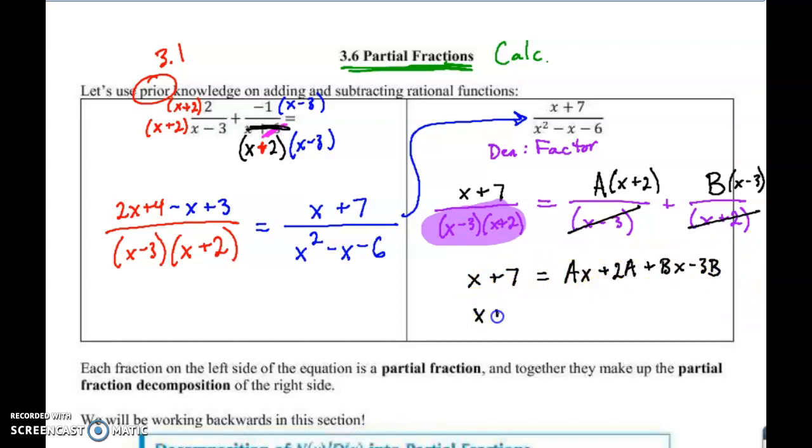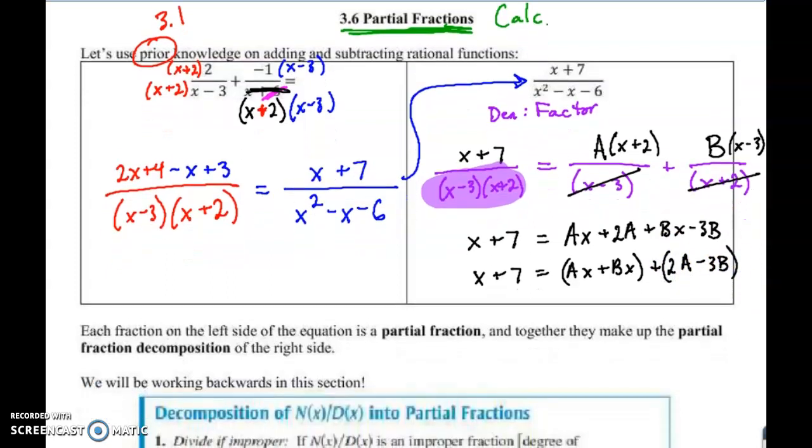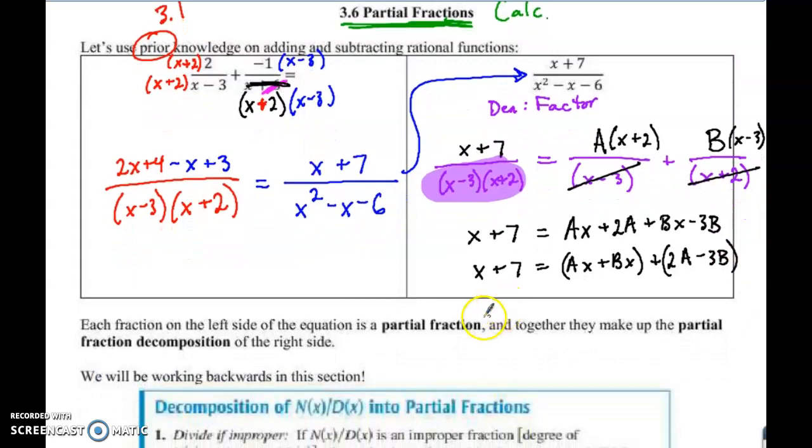So let me just rewrite it for a second. I'm going to do two things. I'm going to get my Ax and my Bx together, and let me put parentheses around it. And I'm going to have 2A minus 3B put together. Just like that. I should have given myself a little bit more room. And what I can do is I can factor out an x.